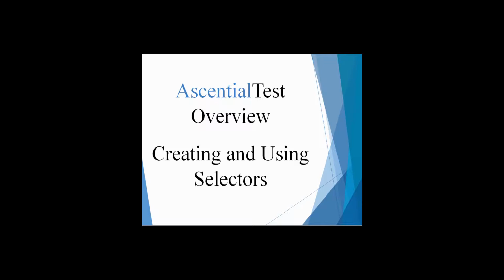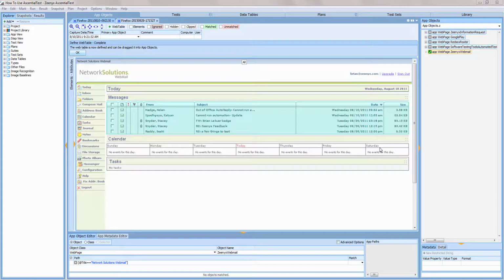In this short video, I'm going to explain a unique feature of AscentialTest that we refer to as a selector. Interacting with tables and grids is among the biggest challenges in automated testing. A lot of valuable time can be spent determining how to get a value from a cell in a table or click on a particular table row. With other testing tools, the solution involves quite a bit of scripting. In AscentialTest, selectors provide a quick and easy drag and drop solution.